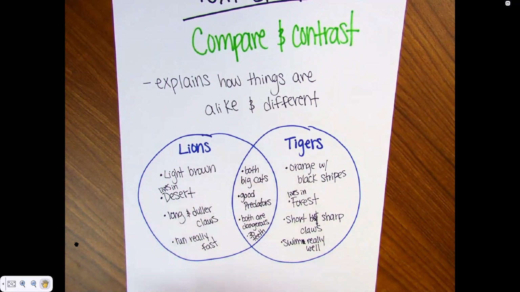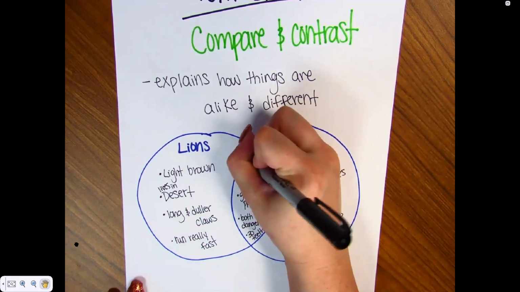Camila, you got one more? Yeah, I was gonna say compare, but then you skipped me for all of them. Yeah, oh, I'm sorry. My compare was that they both have sharp teeth. Okay, they are both sharp.